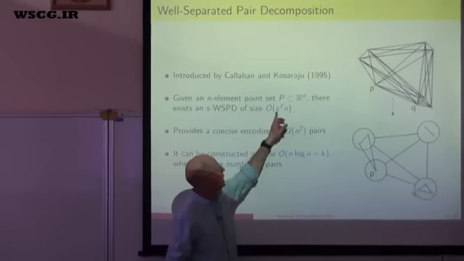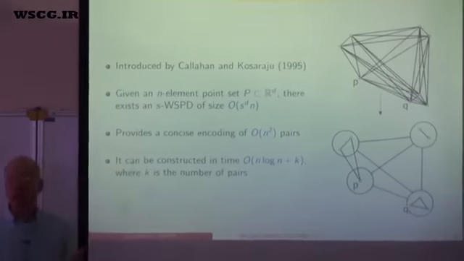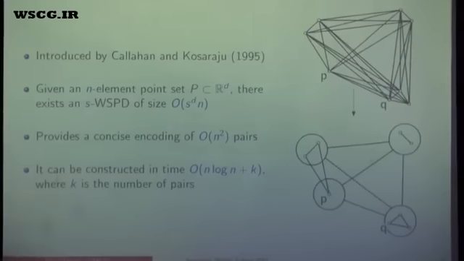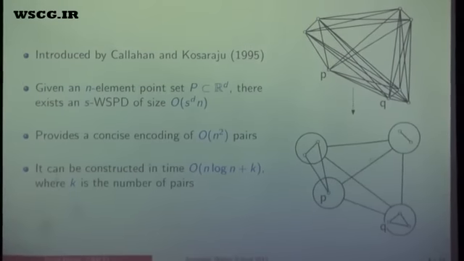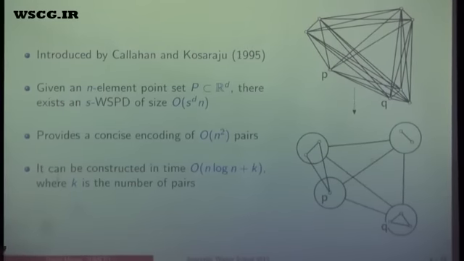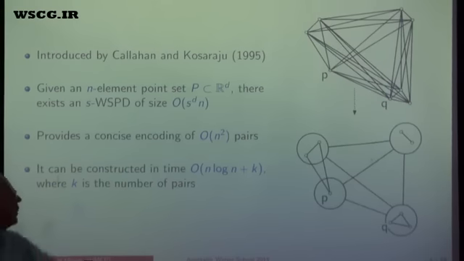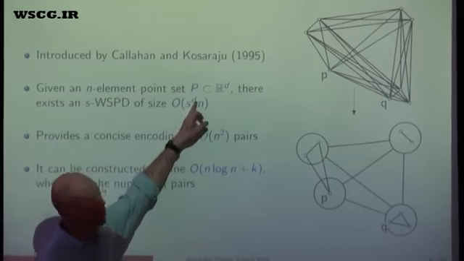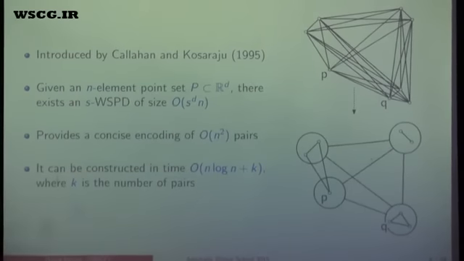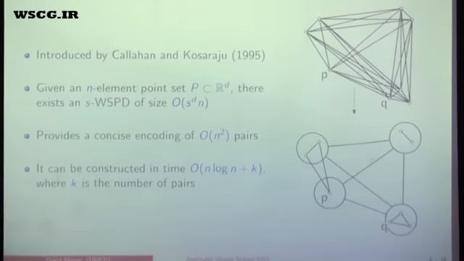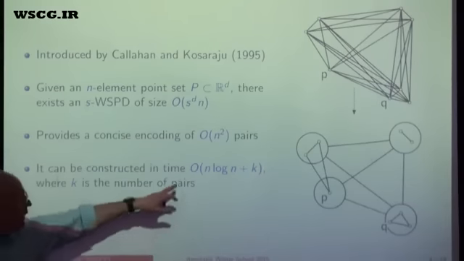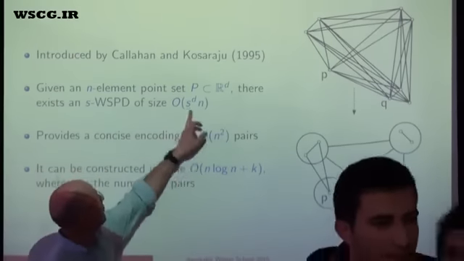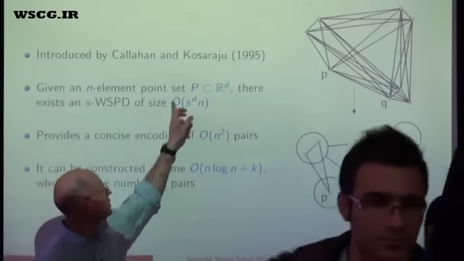And s is going to depend on the accuracy with which I want to do my computations. So if I think of usually a computation where I want an epsilon error, many times s is going to be of the form 1 divided by epsilon, or within a constant factor of 1 divided by epsilon, where epsilon represents my error. So the size grows essentially as s raised to the power of the dimension. Like I said, I'm going to give an explanation as to why this is the case. And it can be constructed in time that is essentially n log n plus a value that is sensitive to the size of the output.